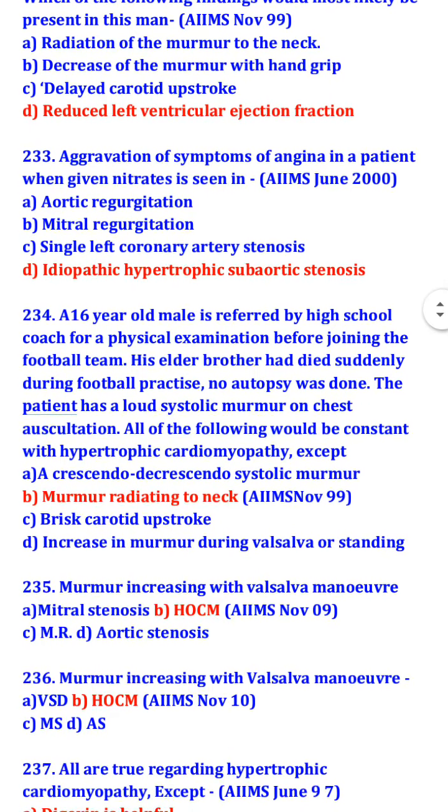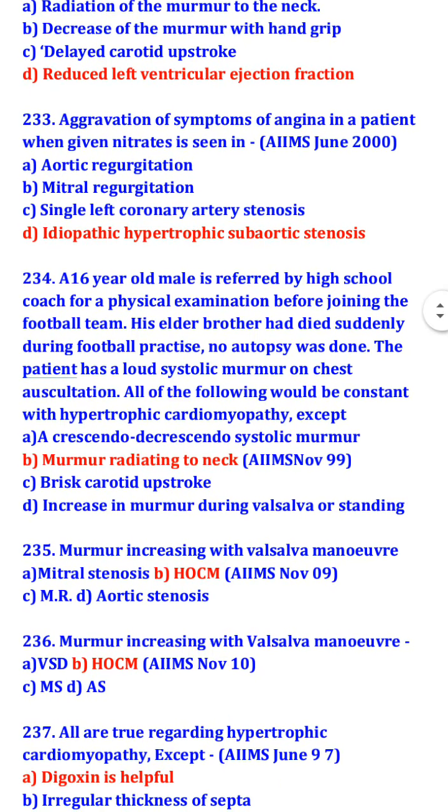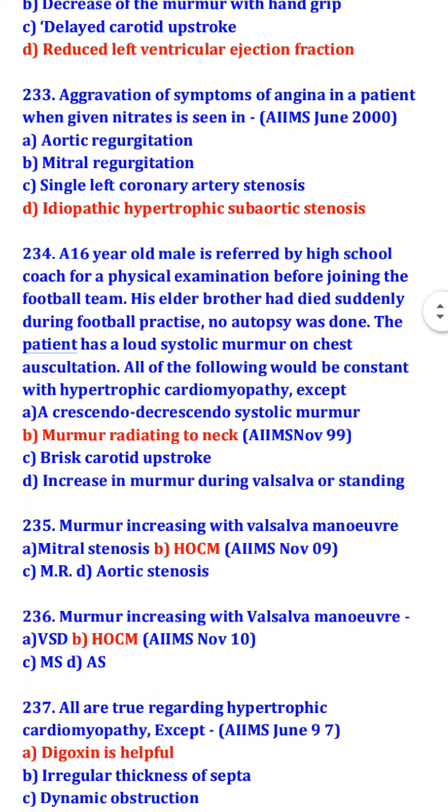A 16-year-old male is referred by a high school coach for a physical examination before joining the football team. His elder brother had died suddenly during football practice. No autopsy was done. The patient has a loud systolic murmur on chest auscultation. All of the following would be consistent with hypertrophic cardiomyopathy except murmur radiating to the neck.